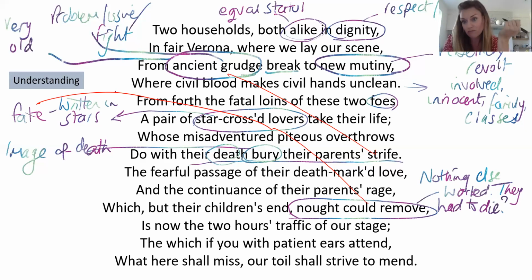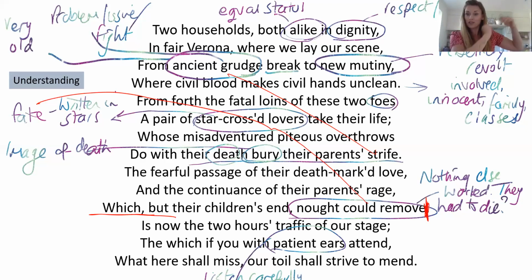And there's another thought. And finally, we have "patient ears". So this is where I talked about the remove. This is where we had that almost end break here of "nothing else could end it", and the tone changes. We have all of that story that I've just told you, all of that foreshadowing and that massive spoiler alert from my film trailer of telling you everything that's going to happen stops, because now I'm bringing it back to you. It's the "two hours' traffic of our stage" drawing us in. I'm now talking with you.